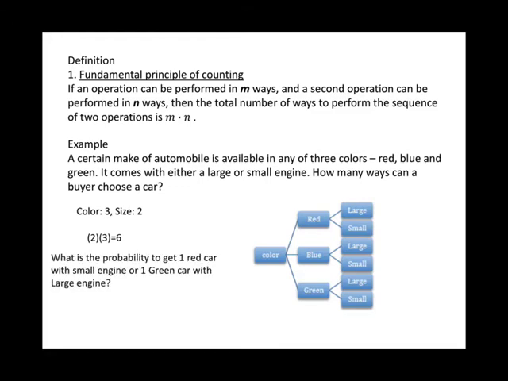Okay, how about this: what is the probability to get one red car with a small engine or one green car with a large engine? This time we are looking for the probability. So we need one red car with the small engine, it'll be this one, or a green car with a large engine. So we have these two. We'll use the basic probability formula. We have two of them out of how many outcomes? We have 1, 2, 3, 4, 5, 6. So that will be 2 over 6, and that will be 0.33.